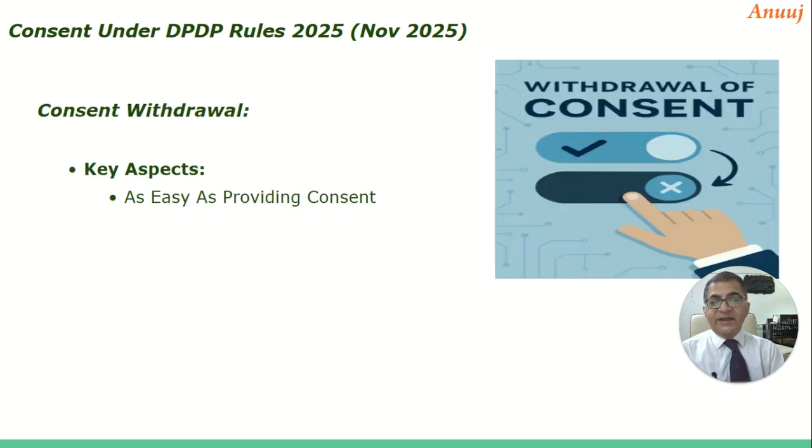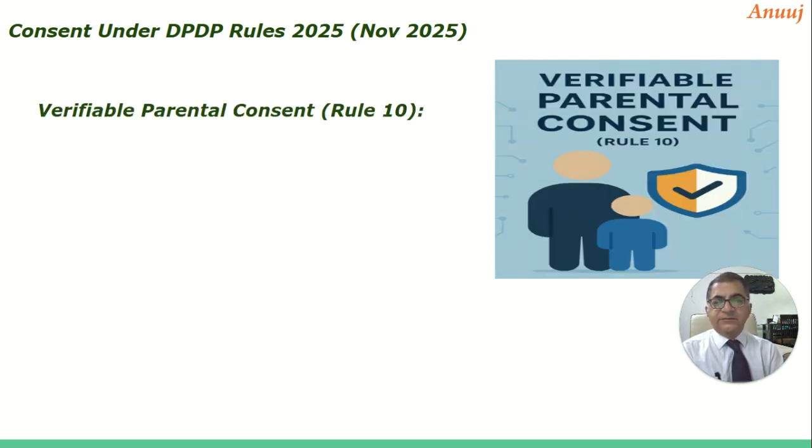Withdrawal of consent: the key aspect is that it should be as easy as providing consent was. This should be covered by rule 3.7. So like I have shown in the pictorial, just slide it here. It was here, tick mark, right? And I slide it there and say cross, right? So that's withdrawal of the consent. That's what I'm saying here: withdrawal should be as easy as providing the consent.